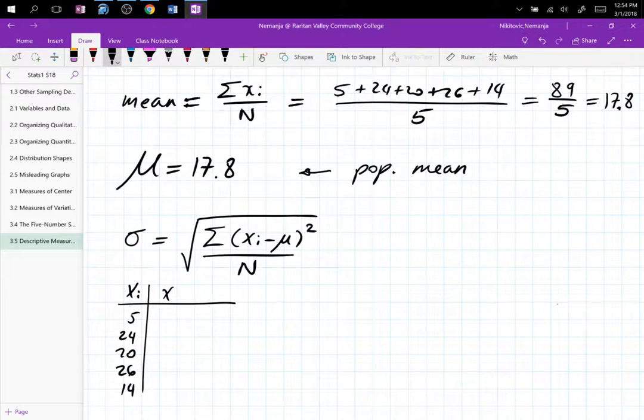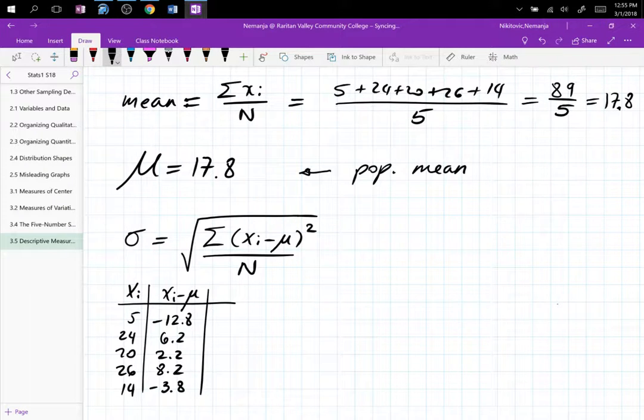You are supposed to now subtract the mean from each one of these. So every number minus 17.8, so that's negative 12.8. 24, that's 6.2. And 20 is 2.2. And 26 is 8.2. And 14 is negative 3.8. Everyone happy? With a smile? All right, 3 people, thank you. The rest of you, not so much.